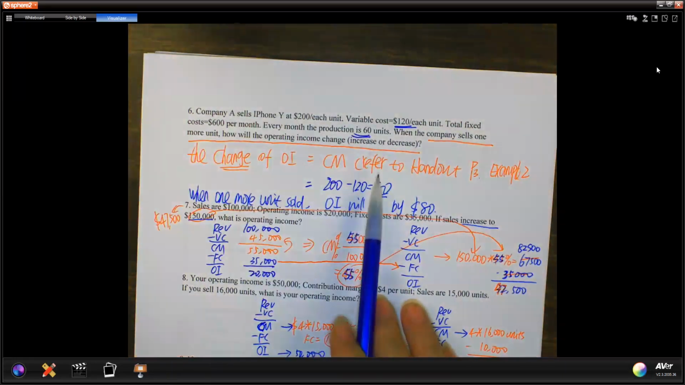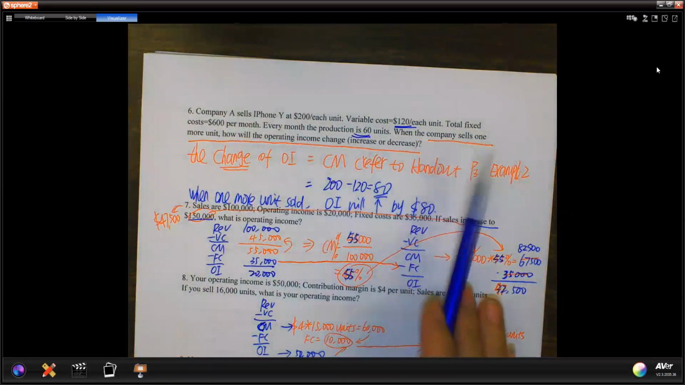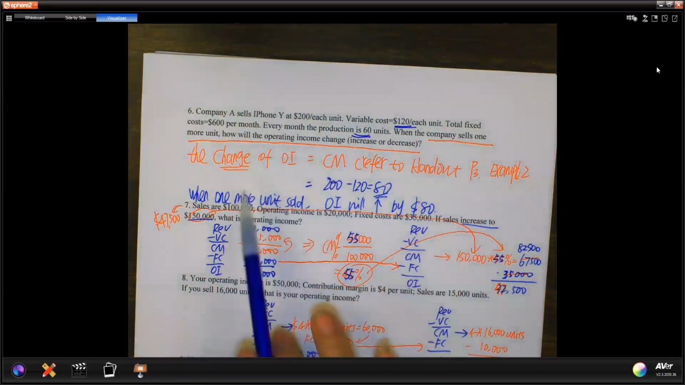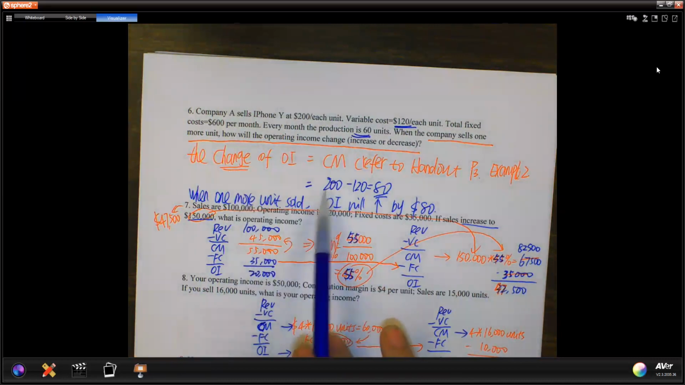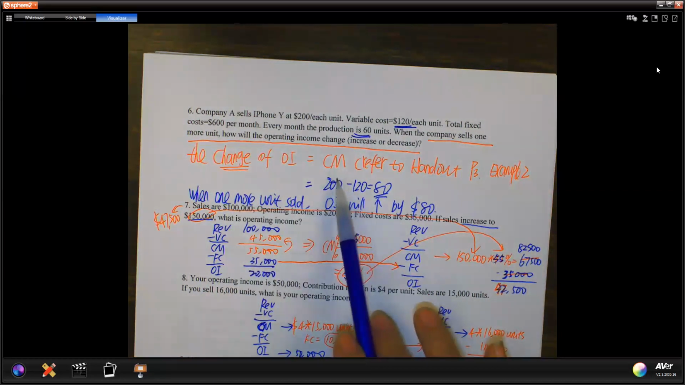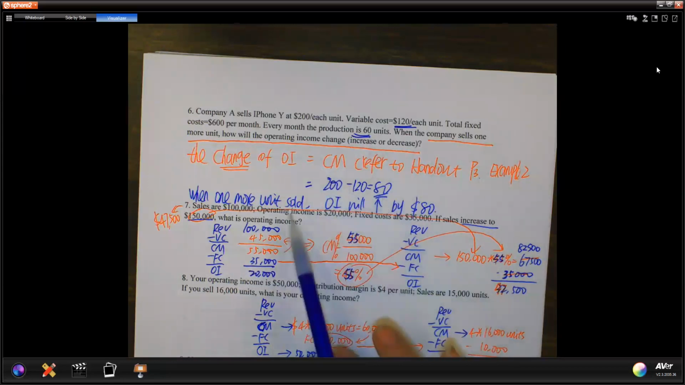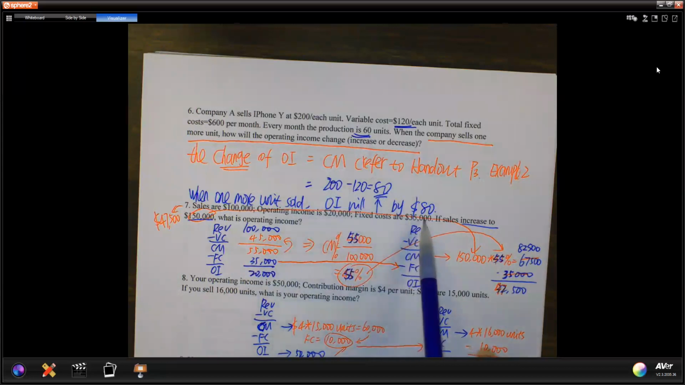And then question 6 was talking about, hey, if you sell one more unit, how will the operating income change? We said that the change of operating income is the change of your contribution margin. So your contribution margin will increase by $80. That means your operating income will increase by $80.